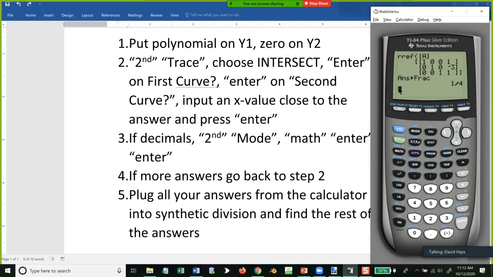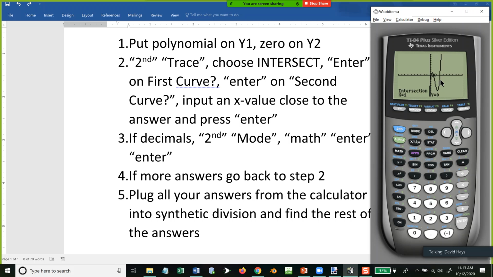Well, we still need more answers. So I do second trace, choose intersect, enter our first curve, enter our second curve, and I'll put 1 in for the guess. And it comes back and tells us intersection is x equals 1. So x equals 1 is our second answer.